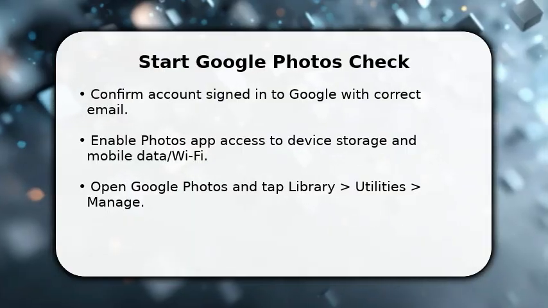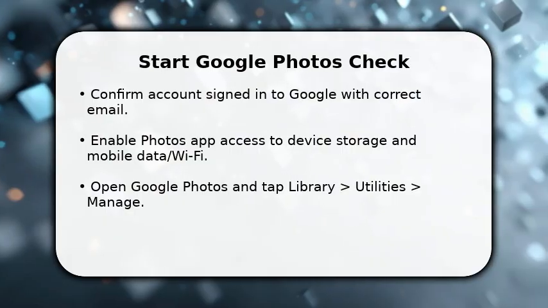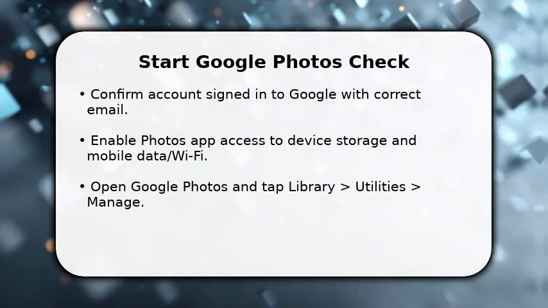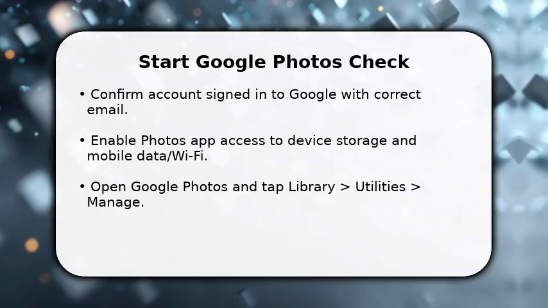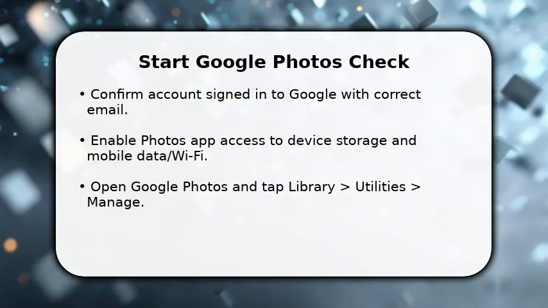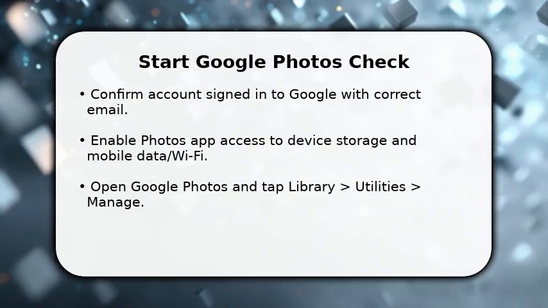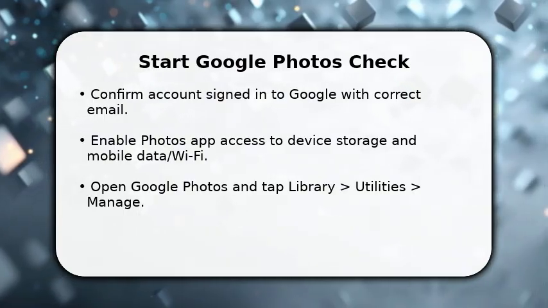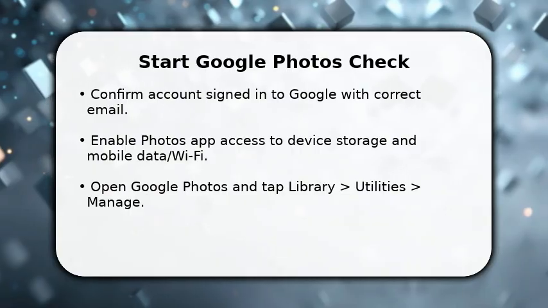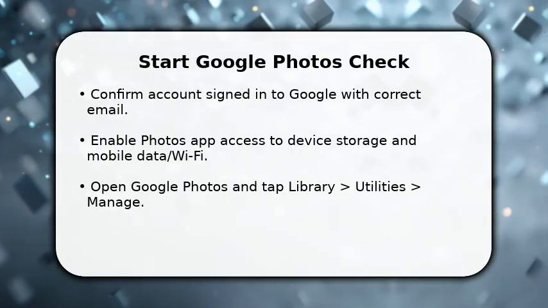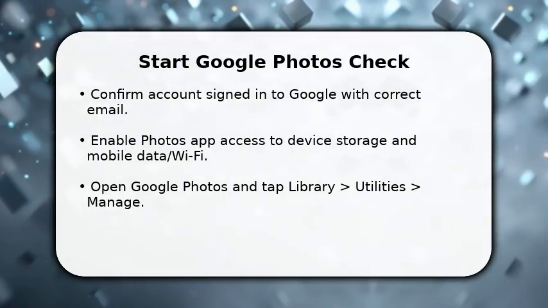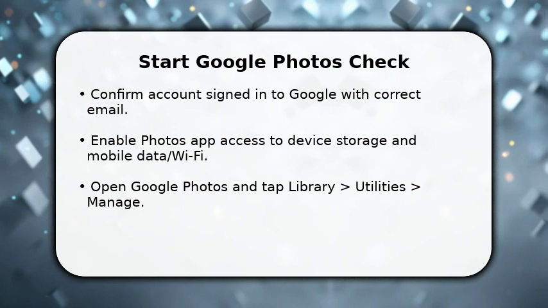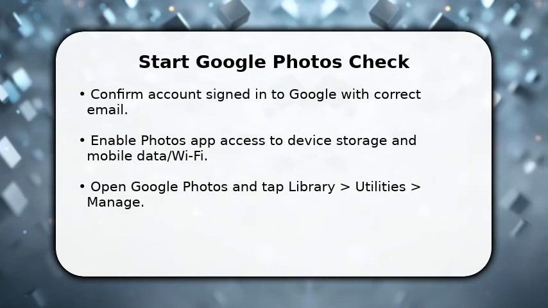You start by verifying your Google account and ensuring the Photos app has storage and network permission. This prevents sync stalls. Once signed in, open Photos and go straight to Library, then Utilities, and select Manage Backup or Device Folders. You want to see which folders are queued and which are paused. Make sure backup is toggled on for the folders you care about. This first pass reveals immediate errors like full storage or disabled mobile backup, so you can address them quickly.